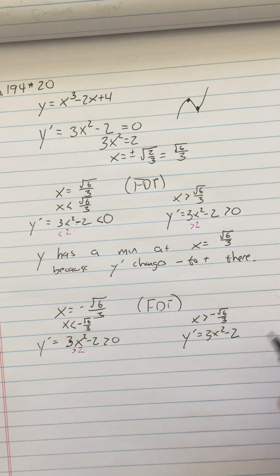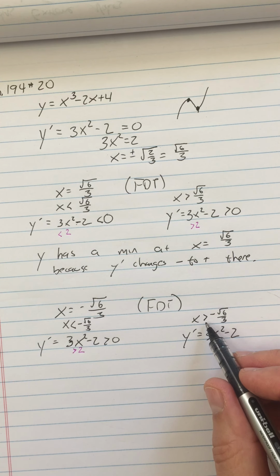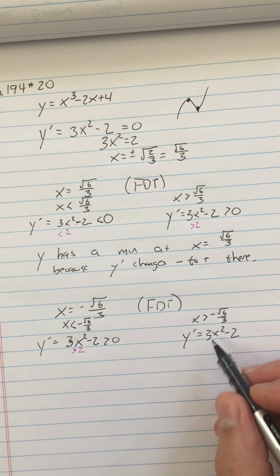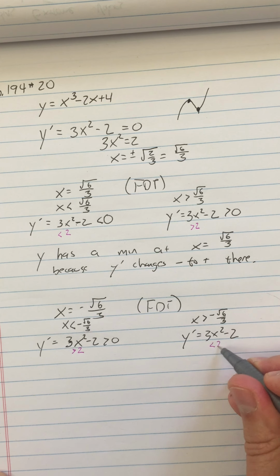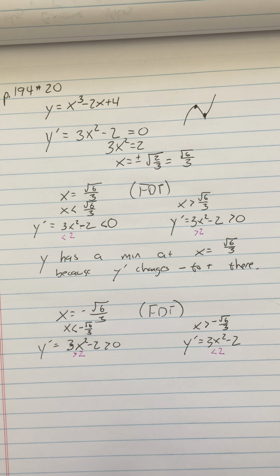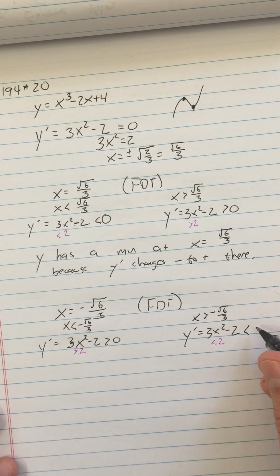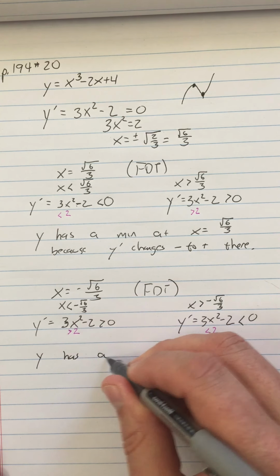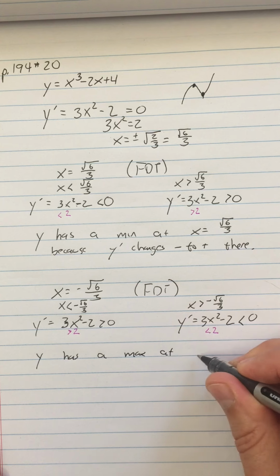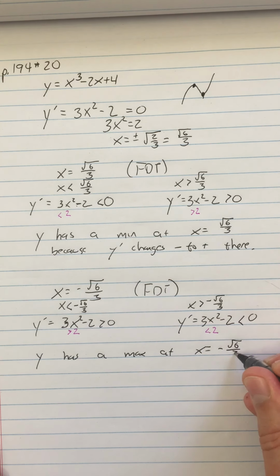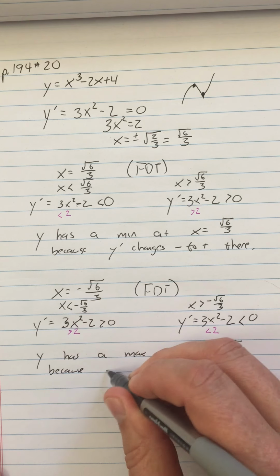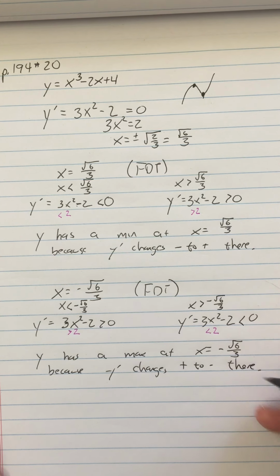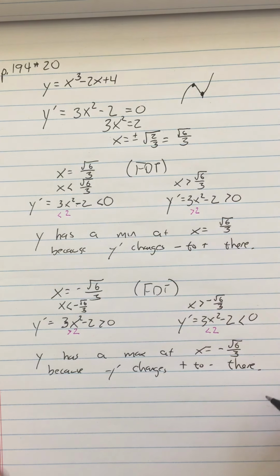Likewise over here, when I look at my y prime, it is 3x squared minus 2. If I take a number slightly larger than negative square root 6 over 3, I'm going to get a number whose absolute value is slightly less than square root 6 over 3. So when I square it and multiply by 3, I'm going to get a number slightly less than 2. And then when I do that number minus 2, I'm going to get a number that's less than 0. So I can see that y has a max at x equals negative square root 6 over 3 because y prime changes from positive to negative there. All right, and that's a full analytic justification for all the maxes and mins.